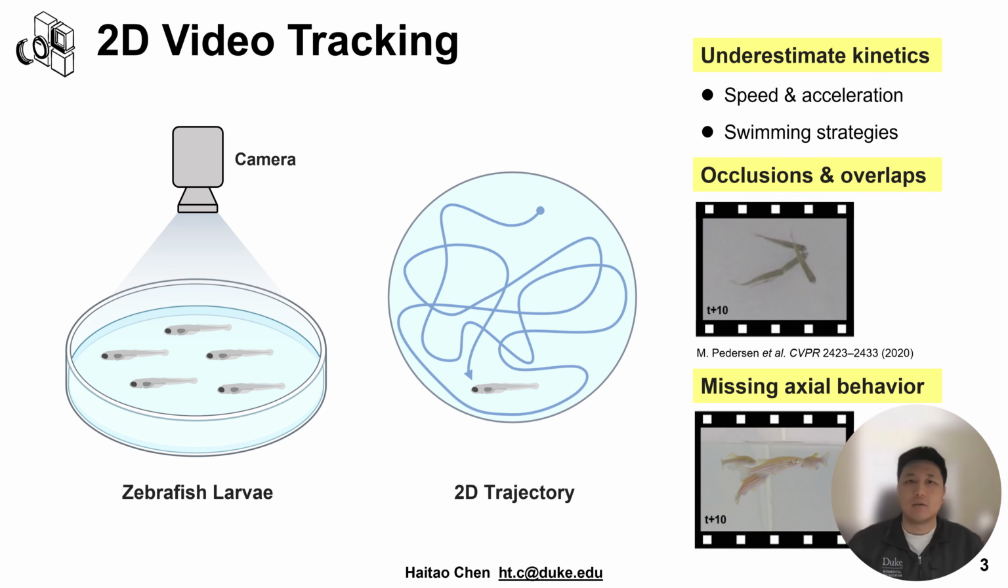However, most current analyses rely on single-view 2D video tracking, in which vertical motion is unobserved, leading to a systematic underestimation of kinematic parameters. In high-throughput settings, occlusions and trajectory overlaps further degrade the tracking accuracy, and most importantly, axial behavior is completely inaccessible in conventional 2D analysis.